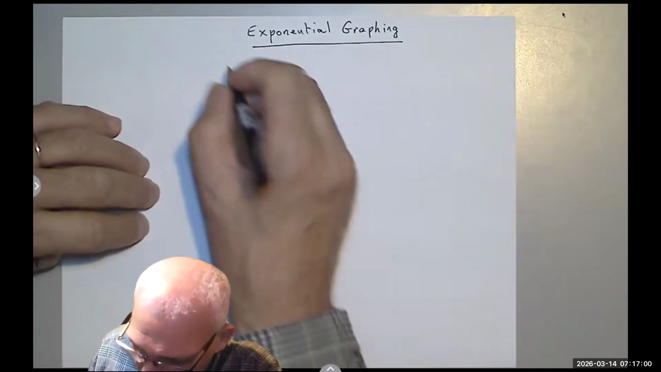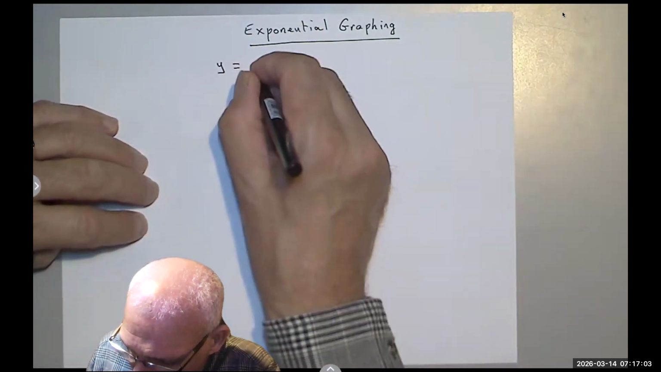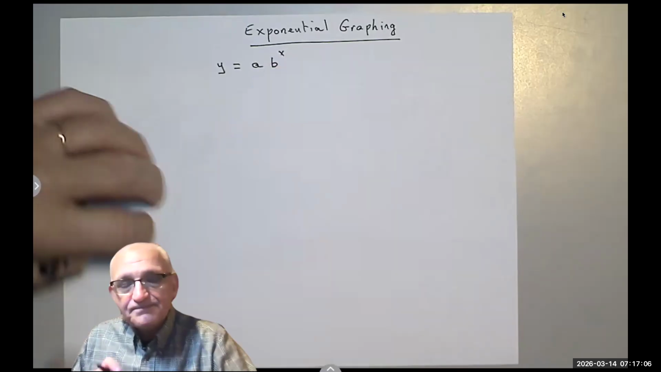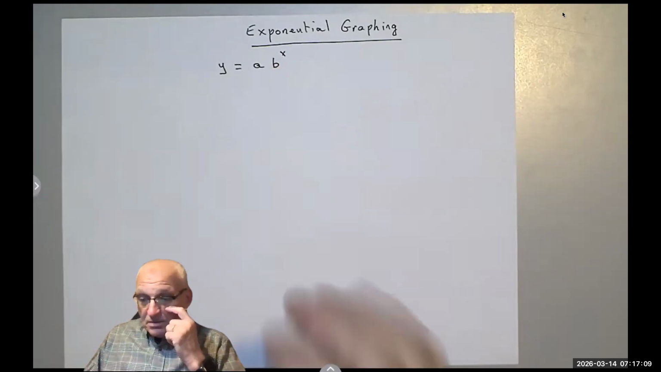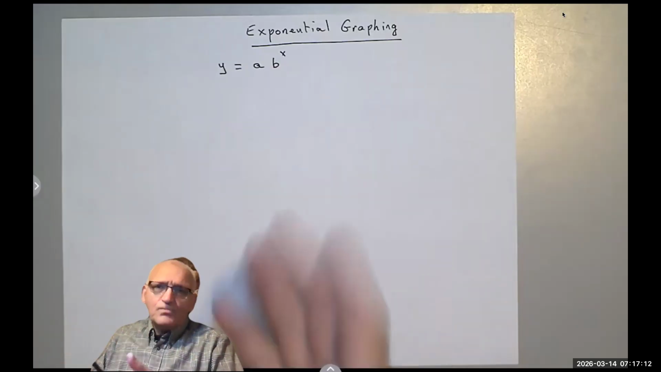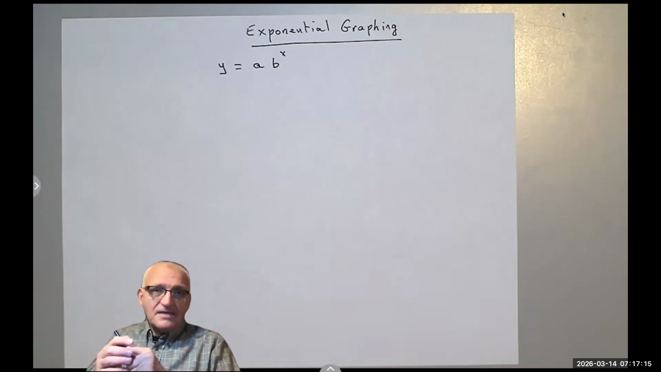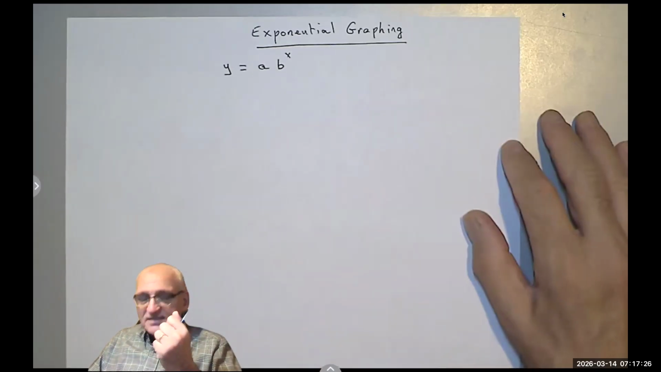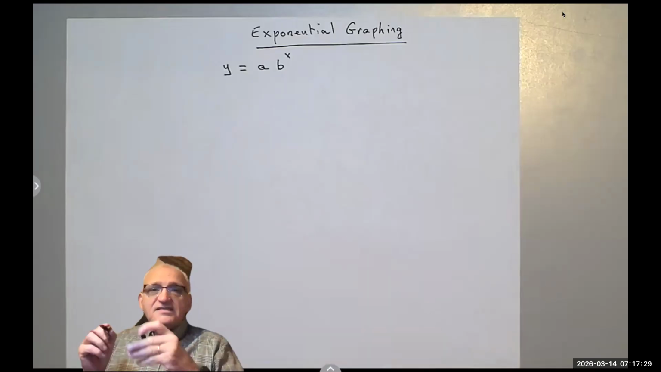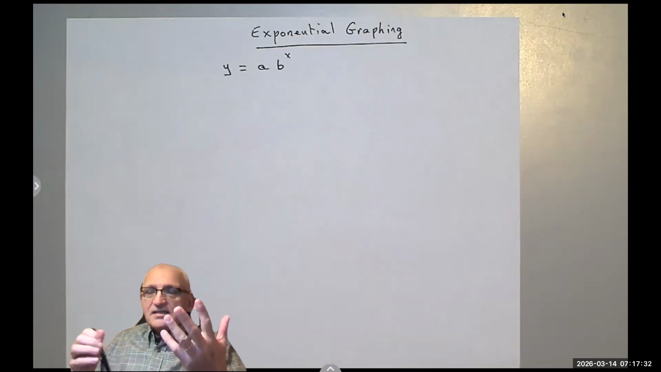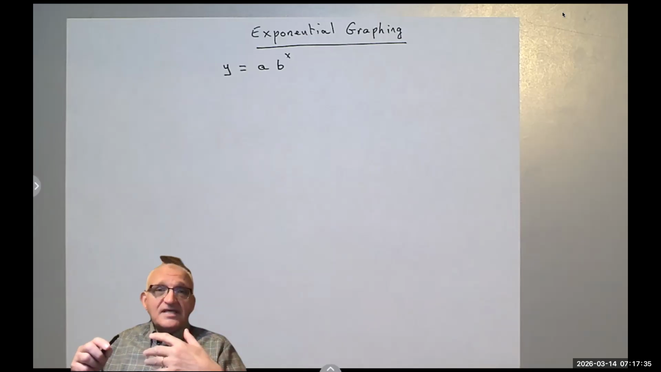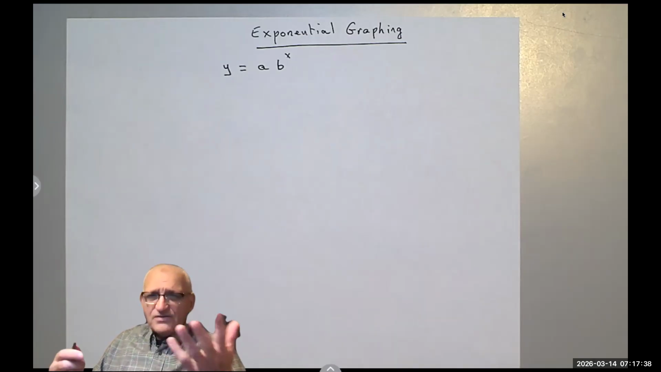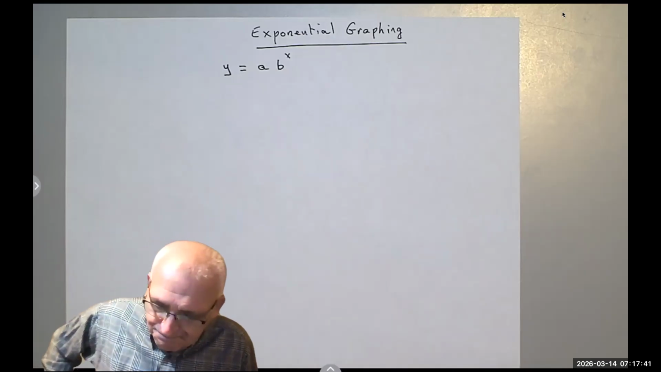So the general form of it is y equals ab to the x. So a here, in this case, is the y-intercept, similar to the b for the linear equation. And the b here is a parameter that basically is the rate of growth or decay of the function itself, and we'll see what that means in a second.